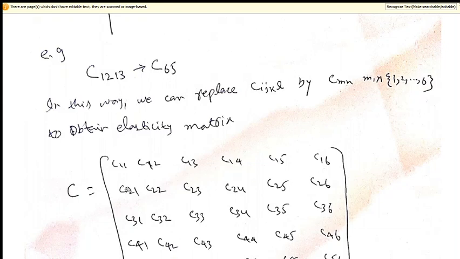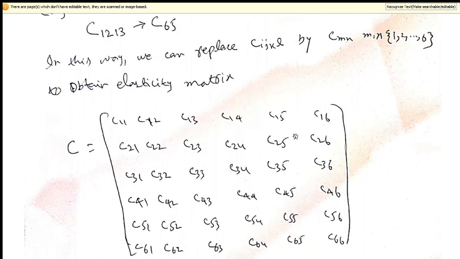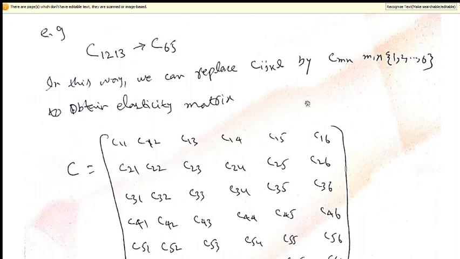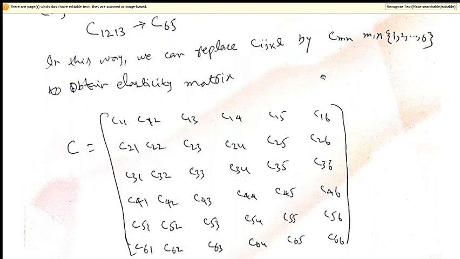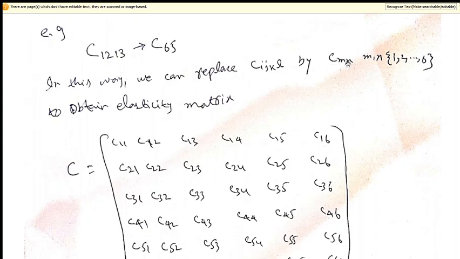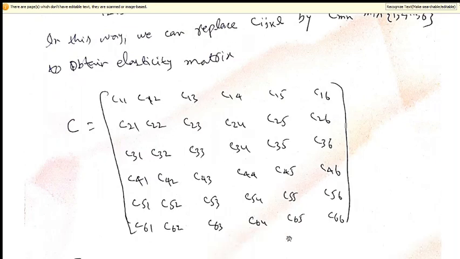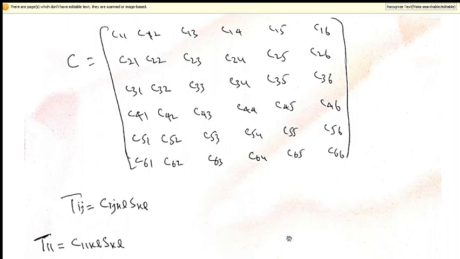In this way we can replace Cijkl by Cmn, where this is four indices and this is two indices, two index notation, and mn varies from 1 to 6. Then we can write the elasticity tensor in matrix form simply: C11, C12, C13, C14, C15, C16. Similarly, second row, third row, fourth row, fifth row, and sixth row. This is called the elasticity matrix for the elasticity tensor.